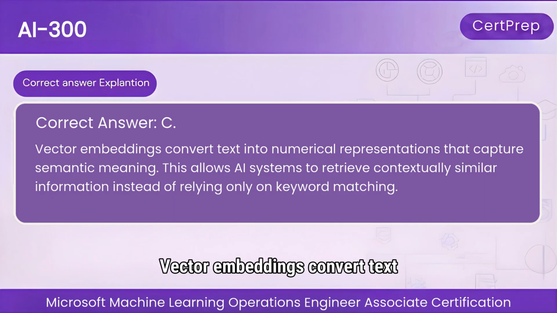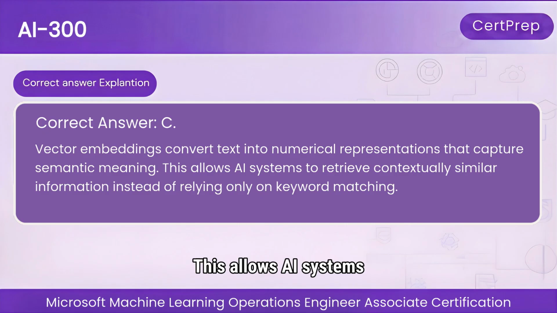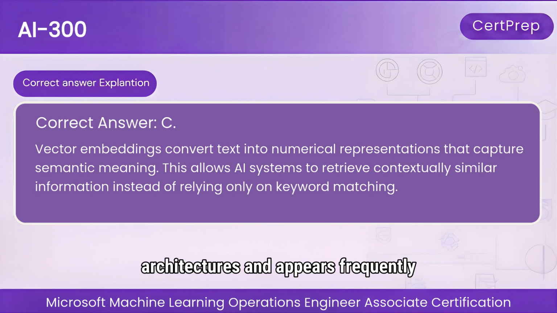Vector embeddings convert text into numerical representations that capture semantic meaning. This allows AI systems to retrieve contextually similar information instead of relying only on keyword matching. This concept is foundational for modern generative AI architectures and appears frequently in exam questions.